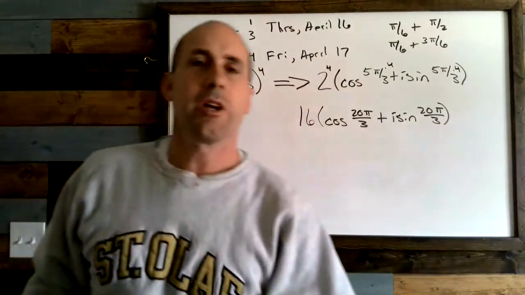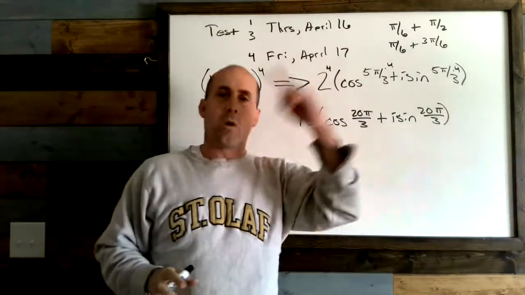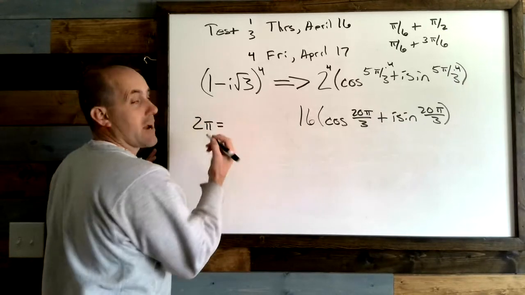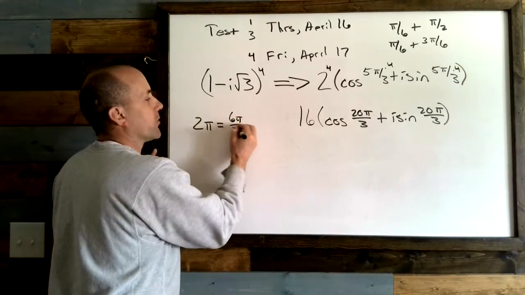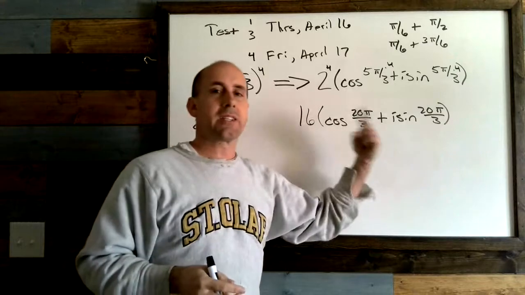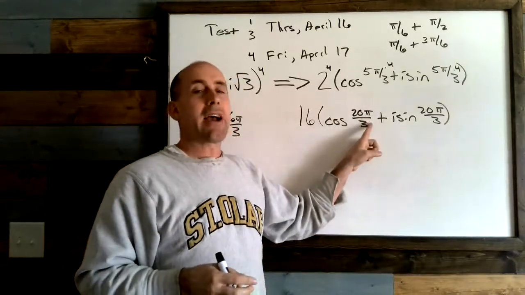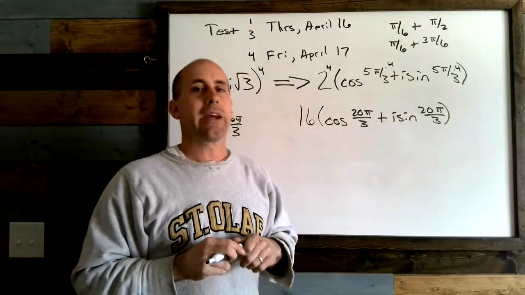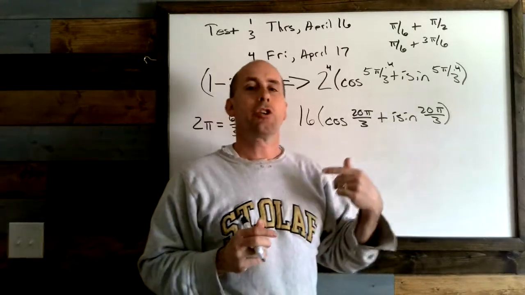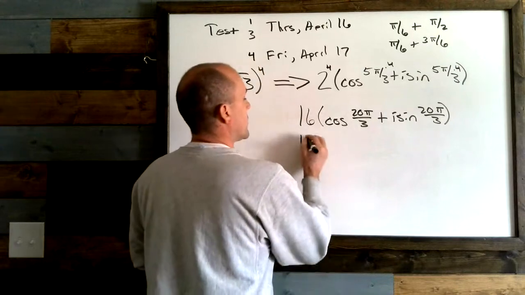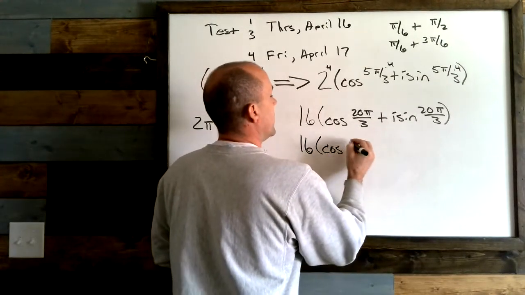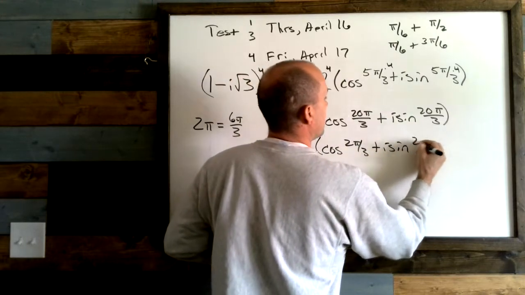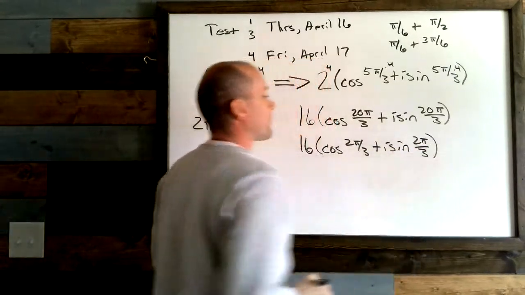Okay, now it becomes a little bit more interesting. 20 pi over 3 is more than once around the circle, so we're going to subtract off 2 pi. 2 pi is the same as 6 pi over 3, so I'm going to subtract off 6 pi over 3's. Subtract 6 pi over 3 and you get 14 pi over 3. Subtract it again and we get 8 pi over 3. Subtract again, we get 2 pi over 3. So 16 times the cosine of 2 pi over 3 plus i sine of 2 pi over 3.